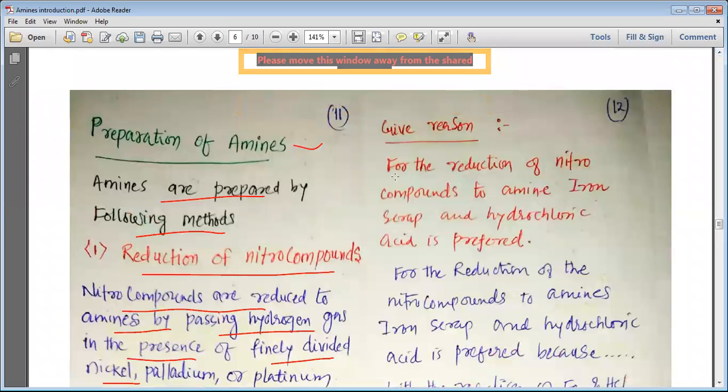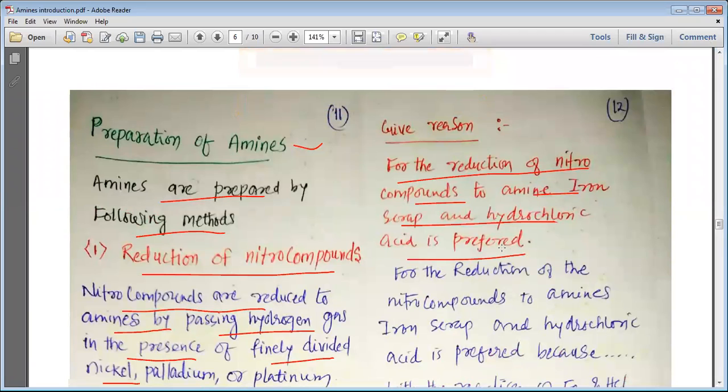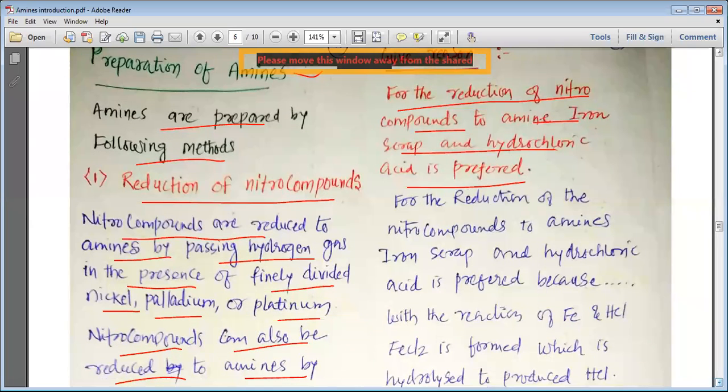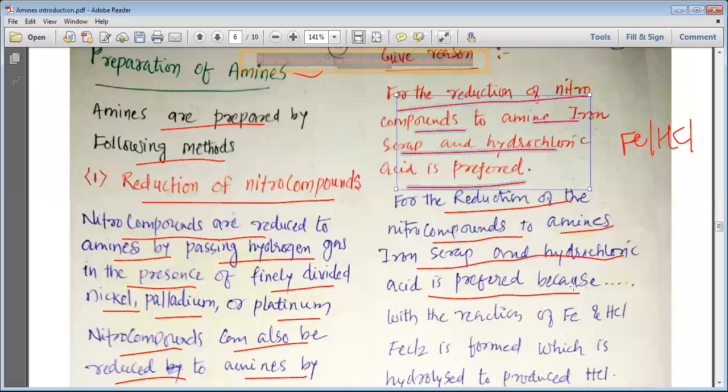Now give reason: for the reduction of the nitro compounds to amines, iron scrap and hydrochloric acid are preferred. So instead of very costly metals like platinum and palladium, here we prefer the iron scrap, that is Fe/HCl. This is the best reagent to convert our nitro compounds into amines. What is the reason? Let us look at it.